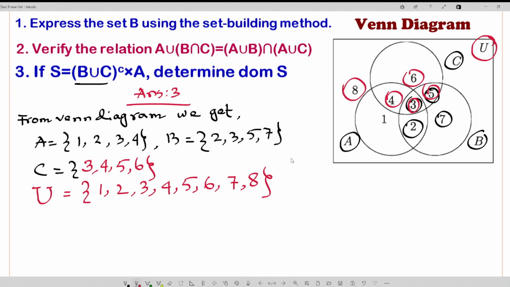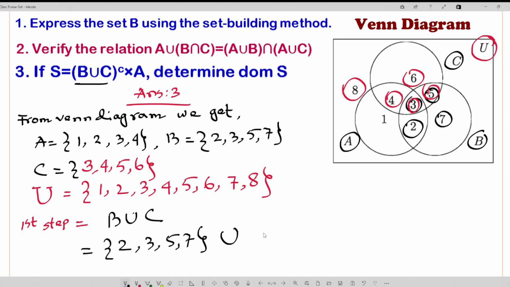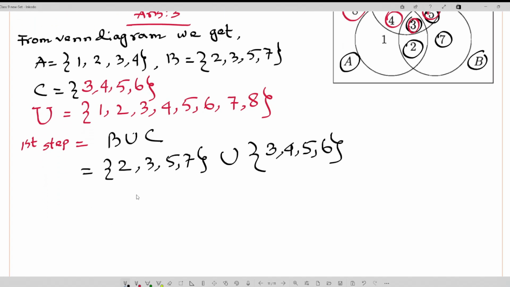Now look, first step, which is B union C. B means 2, 3, 5, 7. Union C means 3, 4, 5, 6. Right? Now look, here we take common, uncommon, everything. So 2, 3, 4, 5, 6, 7. Okay?